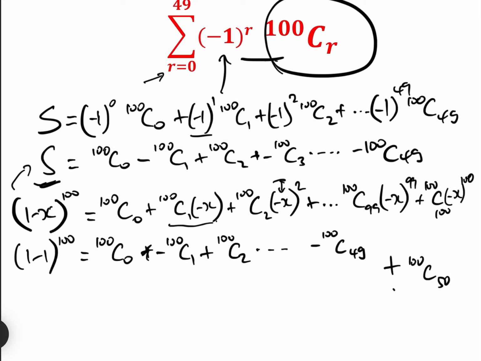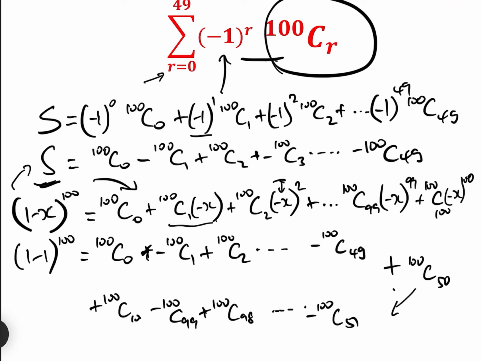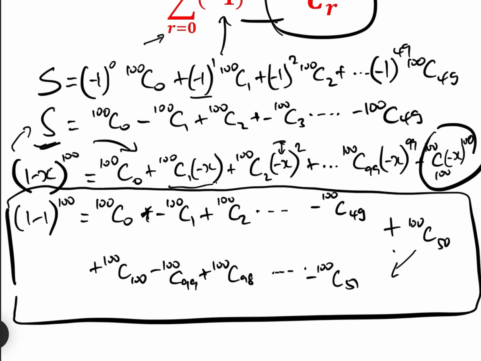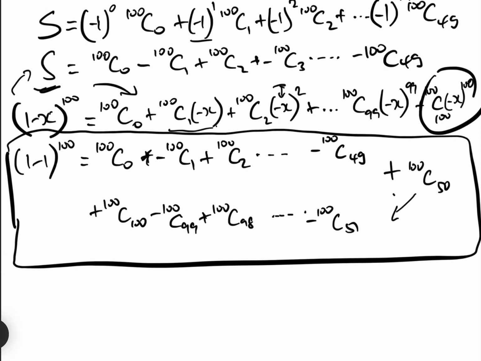I'm going to write add 100C50. All I'm doing is putting x equal to 1 in this expansion, and then we carry on down here, minus, and you'll see why I'm doing this in a minute, 100C51, add 100C98, minus 100C99, add 100C100, which is basically the last term of the expansion of 1 minus x. Okay, so let's have a little bit more of a look at this here.